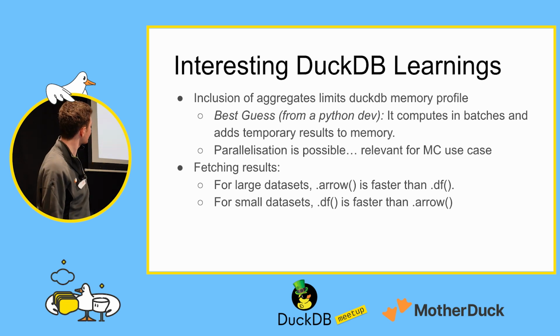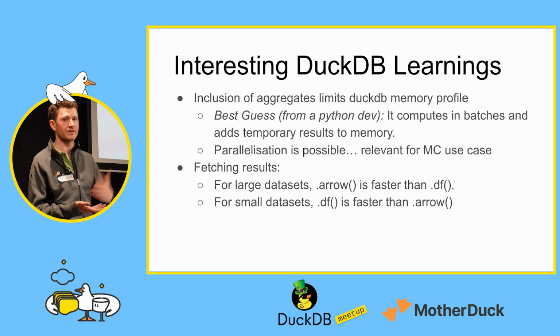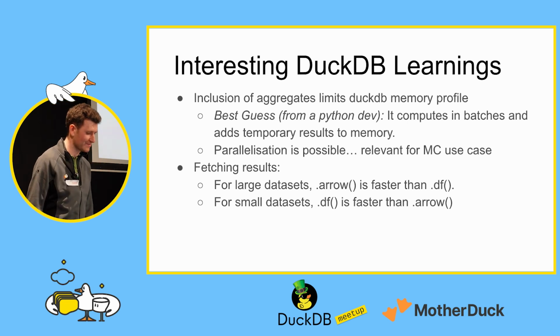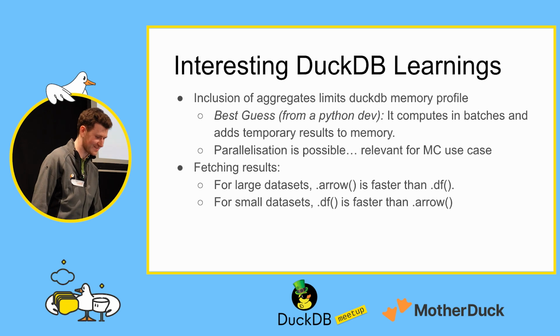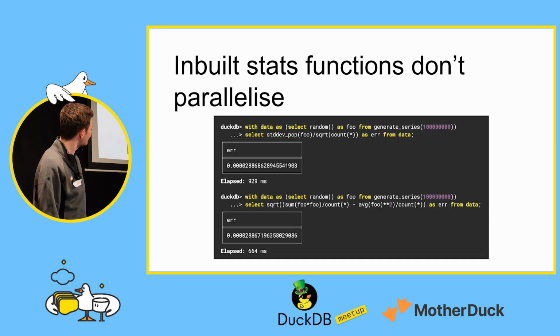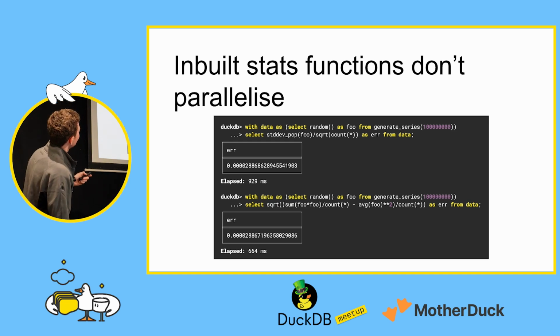Also, just some very specific things: Arrow is faster than DF for large data sets, in terms of writing out the results. I wanted to keep it fair, so I brought everything back to the Python interpreter at the end. For smaller data sets, DF is faster than Arrow for some reason. A few other things, just random bits that I ran into.